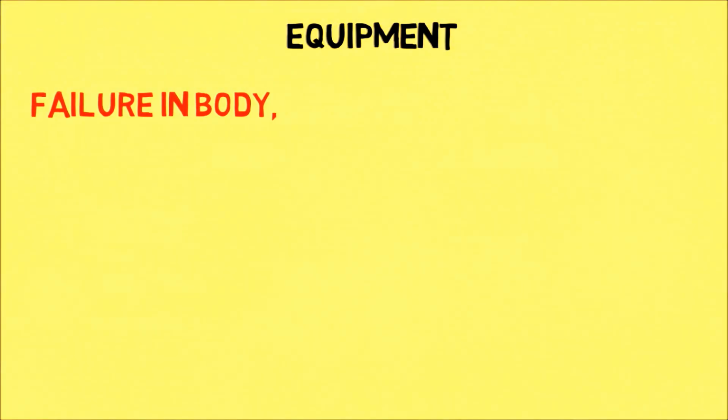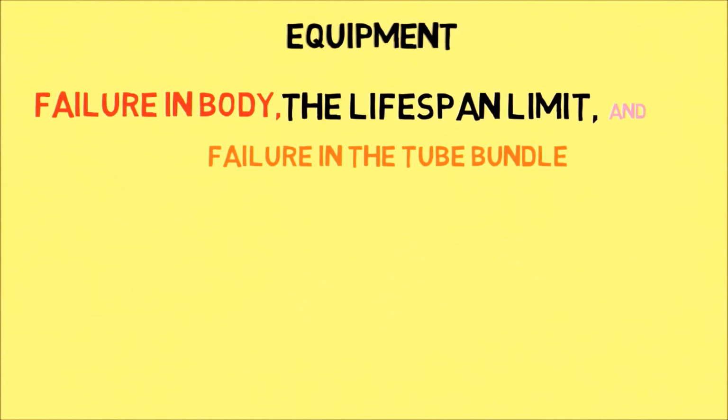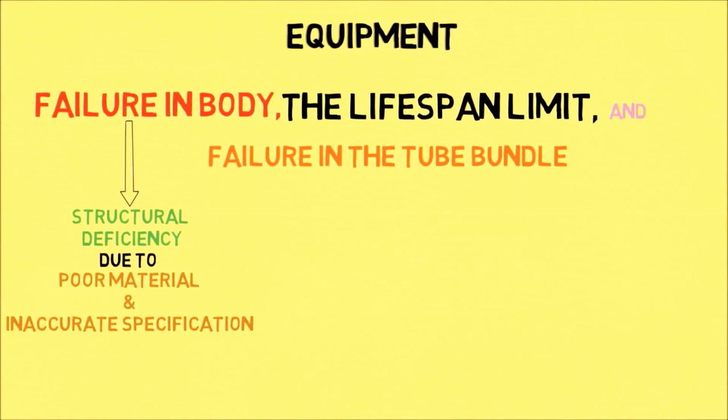The equipment factor of the heat exchanger could be one of the causes of failure, such as failure in the body, the lifespan limit, and failure in the tube bundle. Failure in the body of the heat exchanger is because of structural deficiency from corrosion and metal fatigue. The structural deficiency of the heat exchanger body happens due to poor material from an inaccurate specification of material being used by the manufacturer, such as a large furnace.